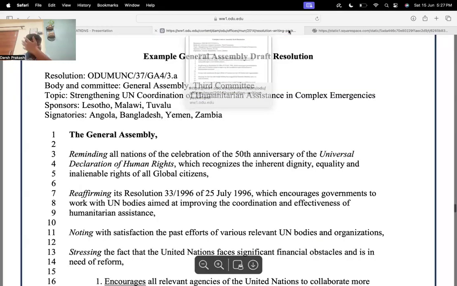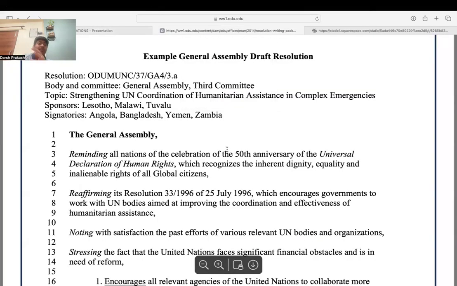Okay, so first of all, what is a draft resolution? And this is my favorite part of every MUN conference that I have done. I desperately wait for the draft resolution to start because it's the most interesting part of every MUN conference. Draft resolution is basically a two-pager document in which you summarize all the points that you have discussed with the other delegates during the conference.